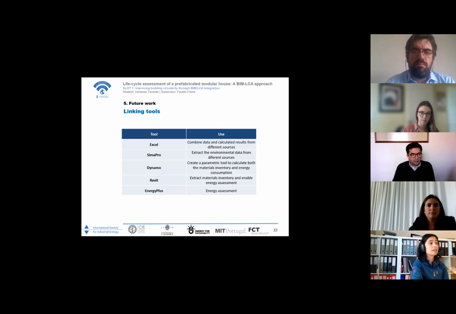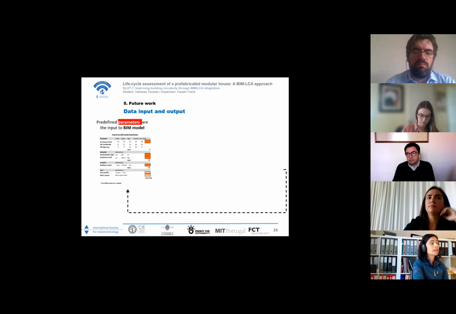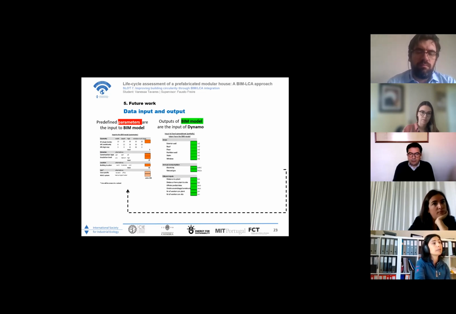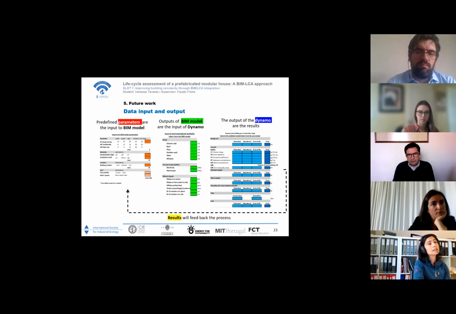As future work, not directly related with this case study, we are developing a tool that can link Excel with Revit through Dynamo, and we can use some of the results from CIMA Pro and Energy Plus in that plugin. We have to have the parameters defined that will be the input from the BIM model. Then they will be introduced in Dynamo, and results from Dynamo can feed back the process.